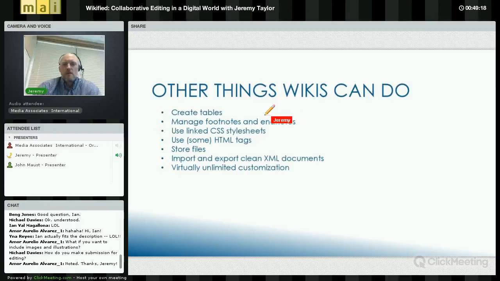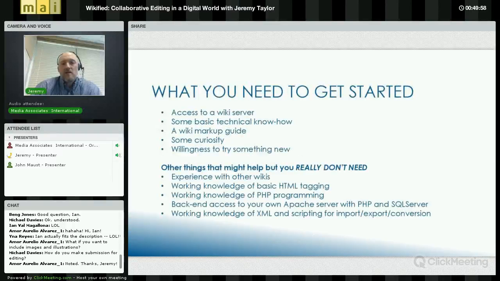Hopefully you're seeing this. This goes back to the question that was just asked by Amor. Other things wikis can do. You can create tables. You can use footnotes and endnotes. You can use cascading style sheets. You can use HTML tags. You can store files. You can use XML documents to import and export text. It's virtually unlimited in terms of the customization because it's open source and it's free, so you can make any changes that you want to your wiki if you have access to the server. So it's extremely powerful and extremely flexible, and that's the reason why we use it, and we're so excited about it.